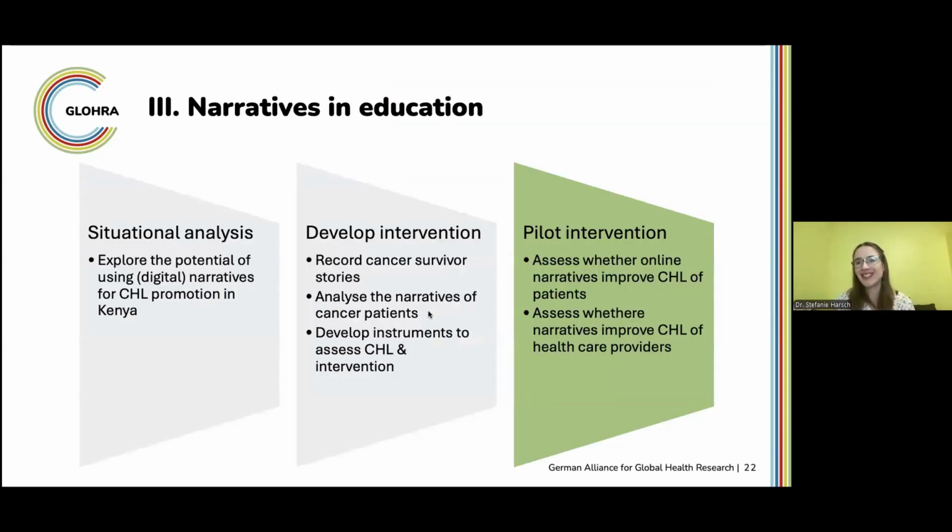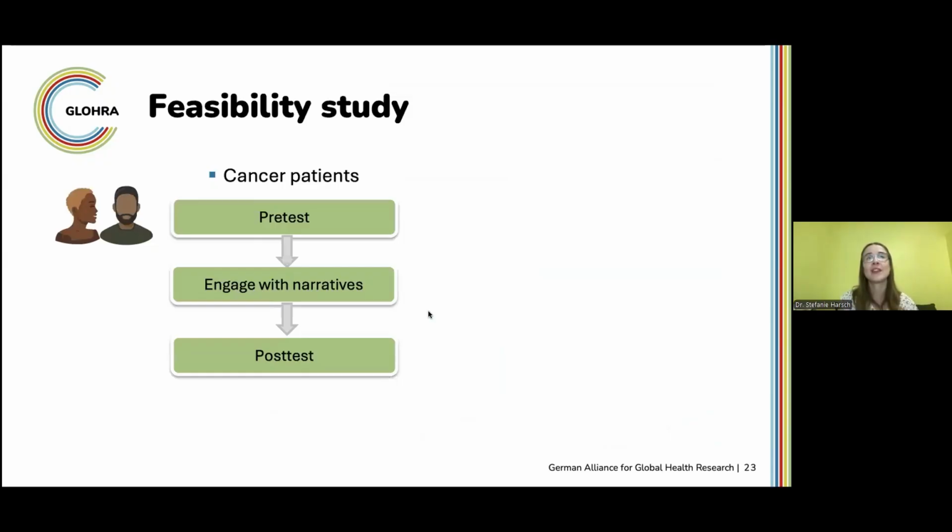After completing that, we then moved on finally to the step where we wanted to see whether this intervention can actually help cancer patients in Kenya. So we started out and we had a pre-test. We shared these cancer survivor stories and we had a post-test. For a variety of reasons, we needed to do it online.